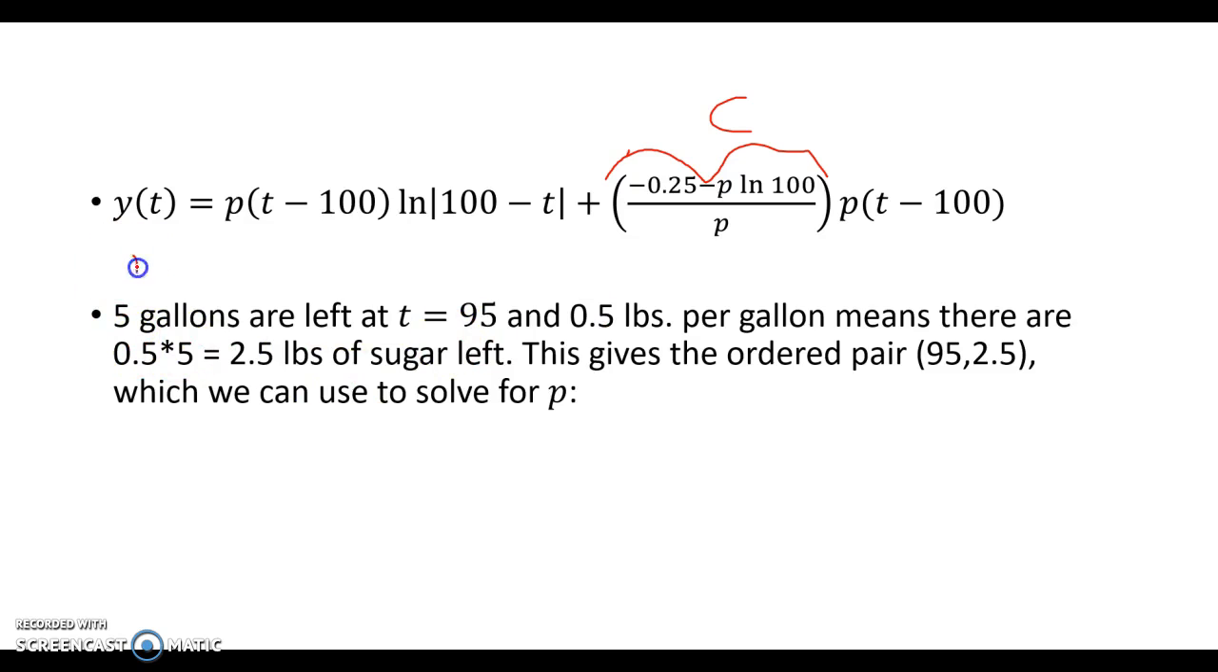Because I start off with 100 gallons, but each minute I lose 1 gallon, 1 gallon per minute. That means that it's going to take 100 minutes, or sorry, 95 minutes, to remove 95 gallons. It's the same ratio. It's a proportionality thing. So to remove 95 gallons, that's going to take me 95 minutes. So T is 95. 0.5 pounds per gallon means there are 0.5 pounds per gallon times 5 gallons left. That's 2.5 pounds of sugar.